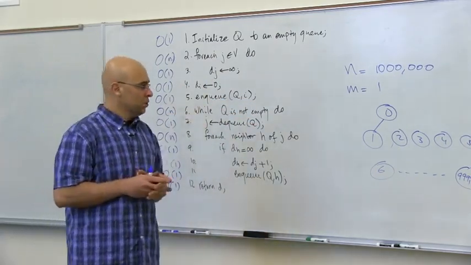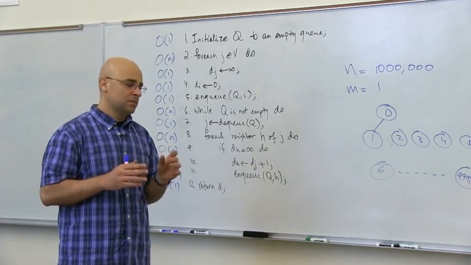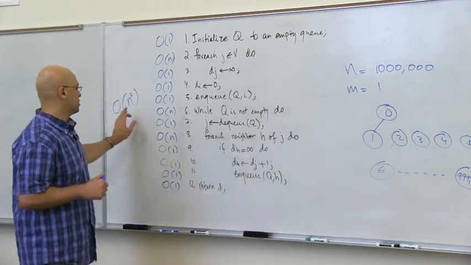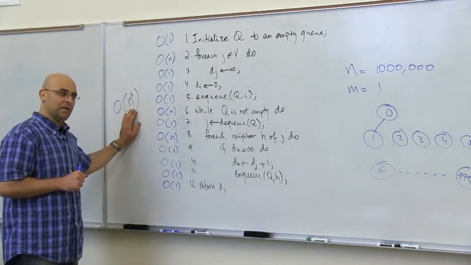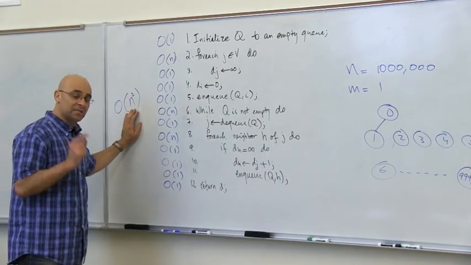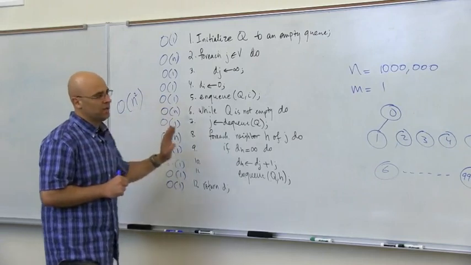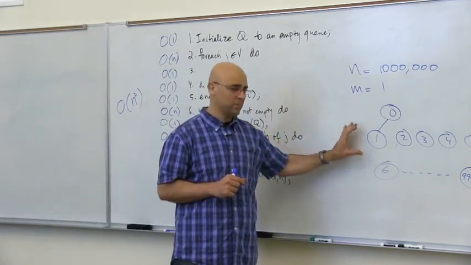Okay? So, in other words, the O of n squared running time is not very tight. It is not very tight when we have scenarios like this. Okay? When we have scenarios like this.